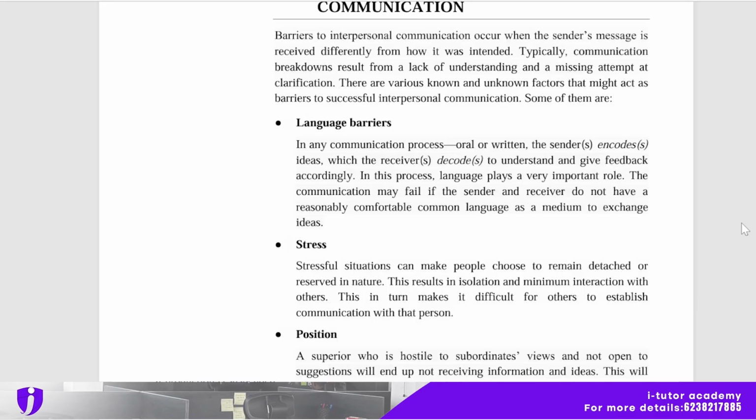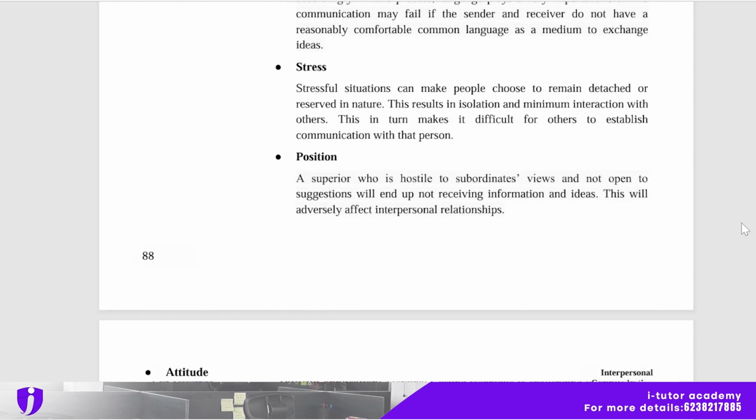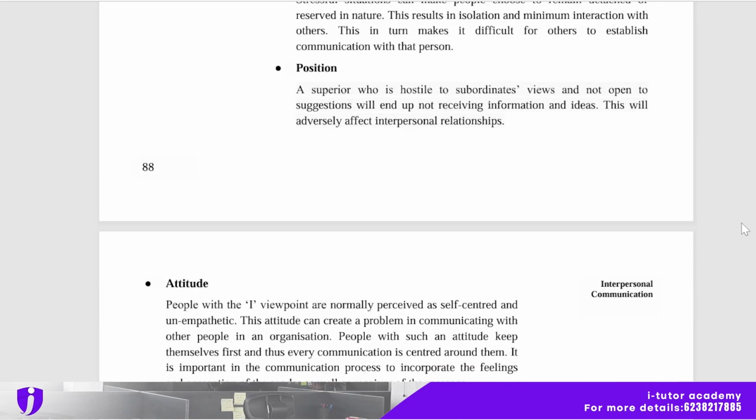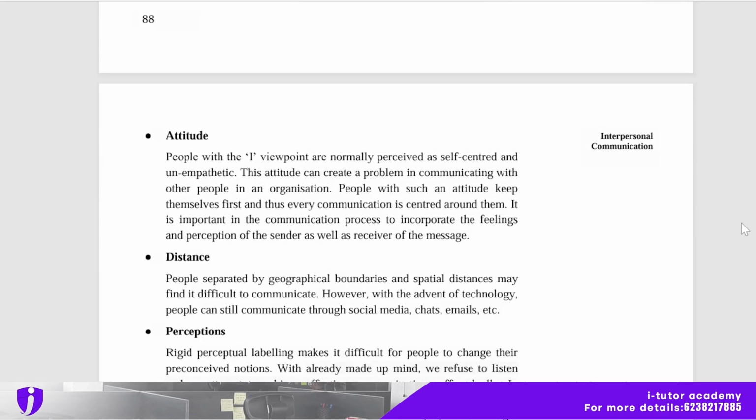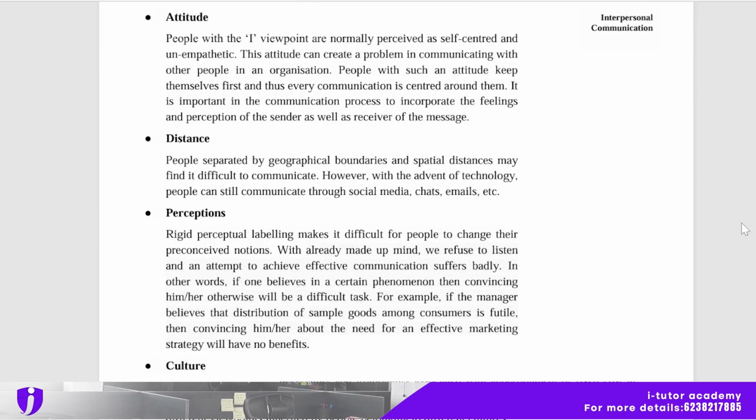Next is stress. Stressful situations can make people choose to remain detached or reserved in nature. Then position. A superior who is hostile to subordinates' views and not open to suggestions will end up not receiving information and ideas. This will adversely affect interpersonal relationships. And attitude. People with the 'I' viewpoint are normally perceived as self-centered and unempathetic.